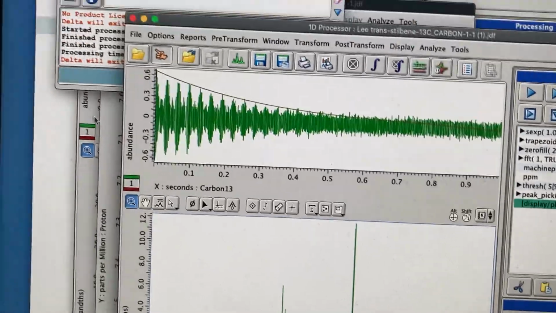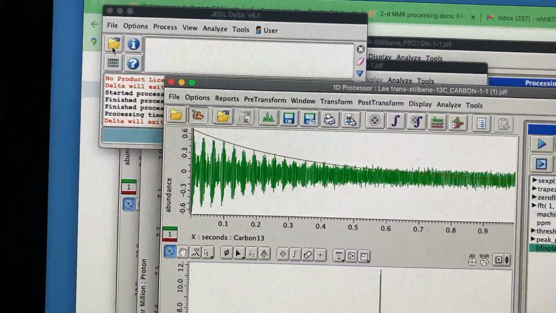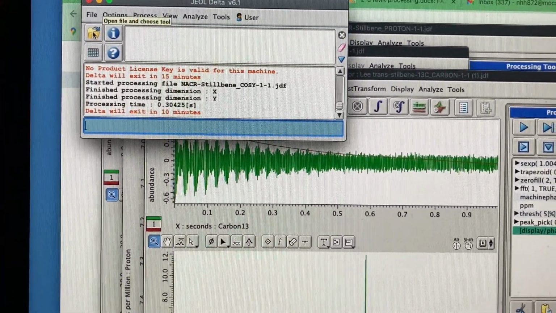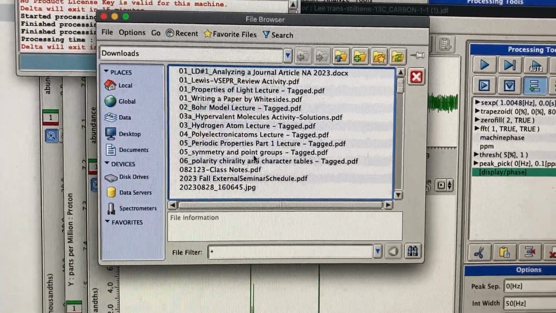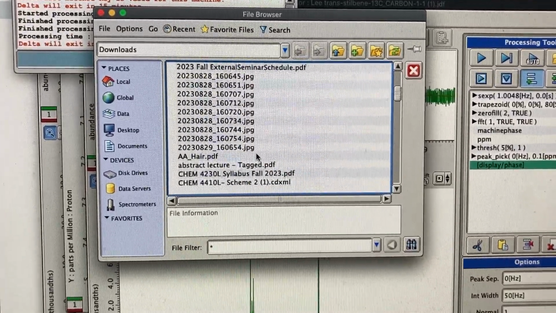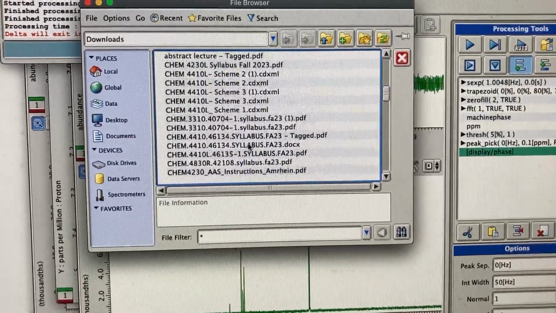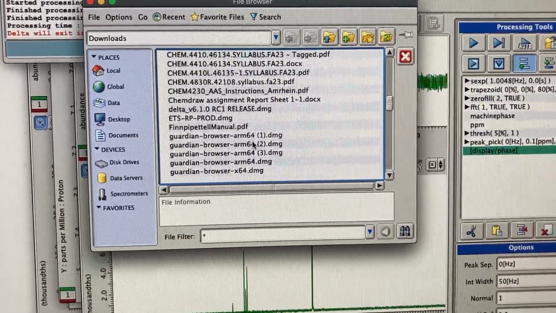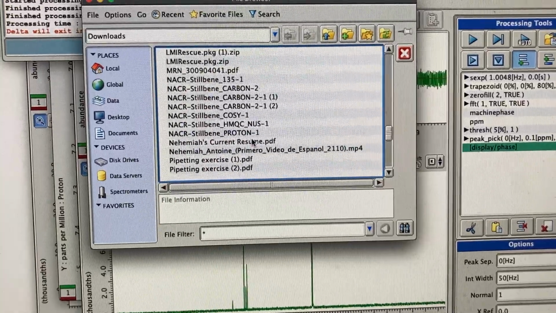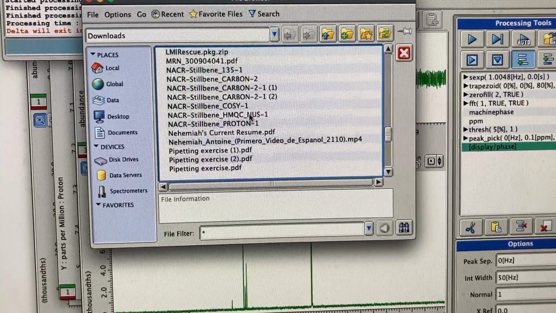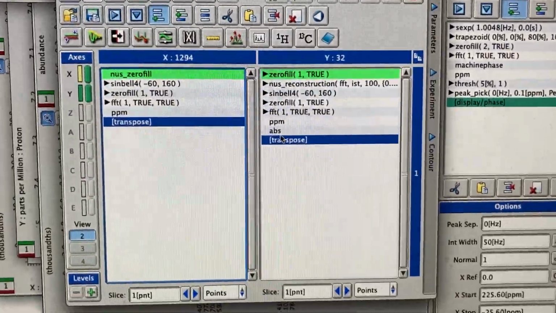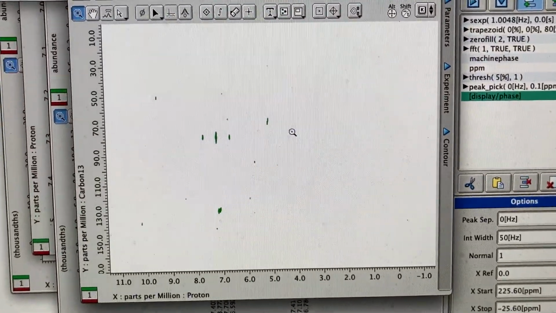And what an HMSQC does is it takes the carbon NMR and combines it with the proton. So then you would be able to see which proton peaks align with which carbon peaks. And that can be very useful. So let's go down to the HMQC. This is the HMQC.